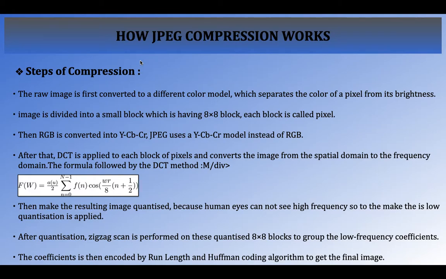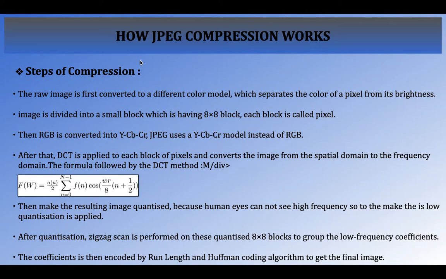So coming to the steps of compression. Firstly, the raw image is converted to a different color model, which separates the color of a pixel from its brightness. The next step is that the image is divided into small blocks of 8 by 8 pixels. Then RGB is converted into YCbCr, as JPEG uses a YCbCr model instead of RGB. The top and the left edge of a JPEG image must lie on an 8 by 8 pixel block boundary, but the bottom and right edge need not.